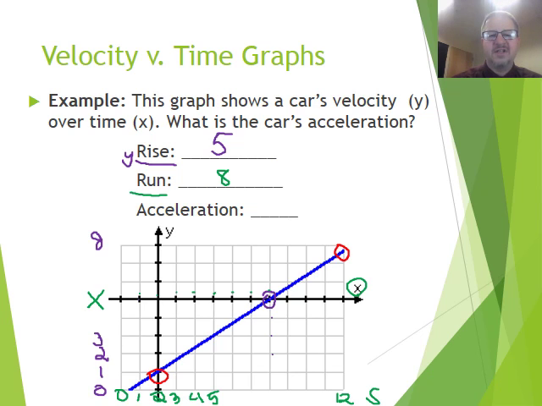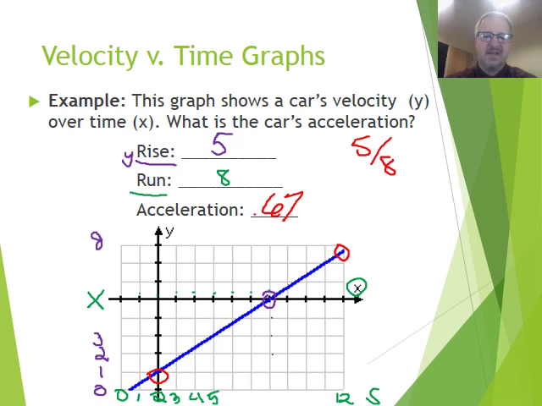So our acceleration is going to be 5 divided by 8, which gives us, don't have a calculator on me. Let's see, 5 divided by 8 would be about, let's see, half would be 4, it'd be about 0.67. So we'll go with like 0.67, 0.68, somewhere in there.